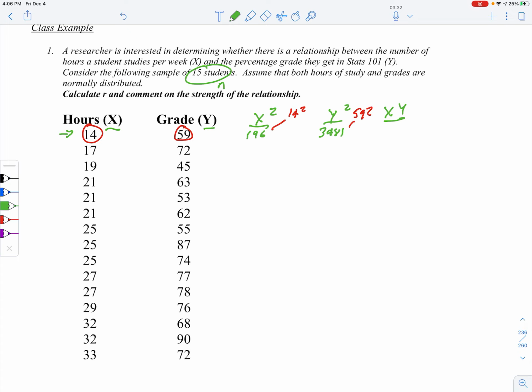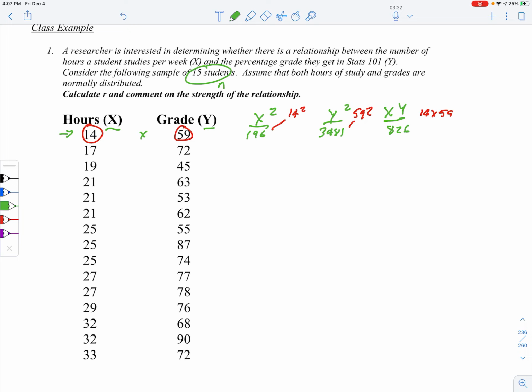And then finally, if we take 14 times 59, then we're going to get the XY value, which is 826. So that would be 14 times 59. So you do that for each row. I'm not going to do it for every row, but let's just take a look at the second row.